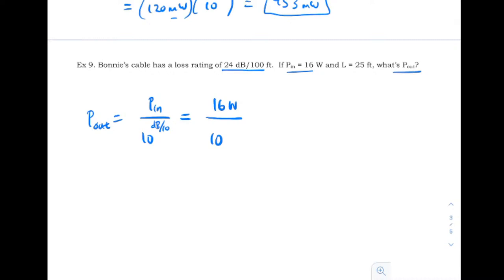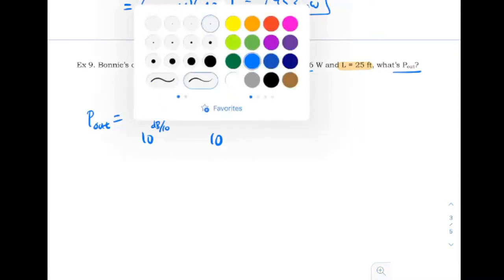This is where you have to be careful, right? You don't solve math problems by just looking for numbers and saying, ooh, I'm going to grab the 24. Why? Because it's a decibel and I need a decibel. That's not a good enough reason. You got to work it out. It's 24 decibels for every 100 feet. Do I have 100 feet? If I have 100 feet, then it really is 24 decibels. But I don't have 100 feet. I only got 25 feet. So that's only 1/4 as much. You got to figure this out, right?